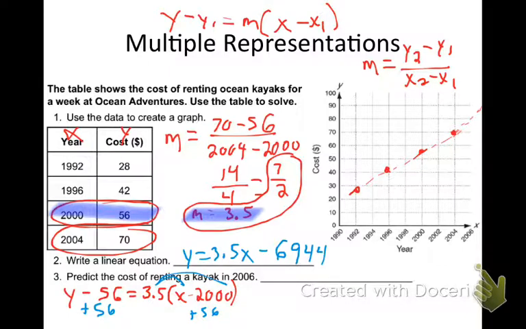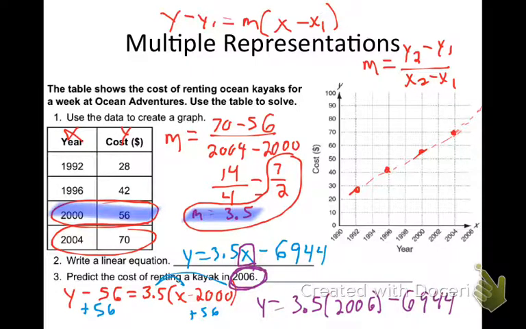And then number 3, last part. This is kind of the new part. It says predict the cost of renting a kayak in 2006. I have the year 2006. Remember, my years represent my what values? X. So I'm going to take 2006, I'm going to plug it in for X. So that gets me y equals 3.5 times 2006 minus 6,944. So with the calculator, if you got one, 2006 times 3.5 minus 6,944.